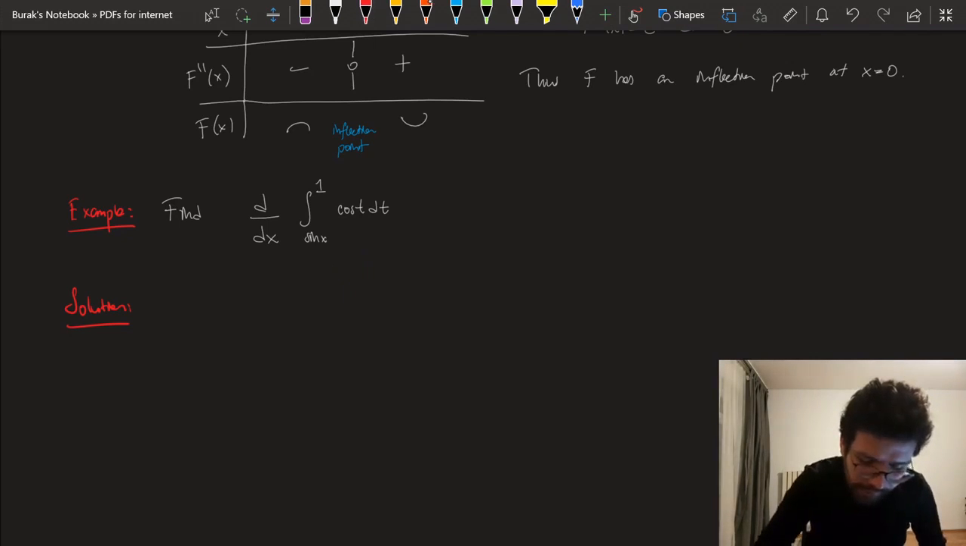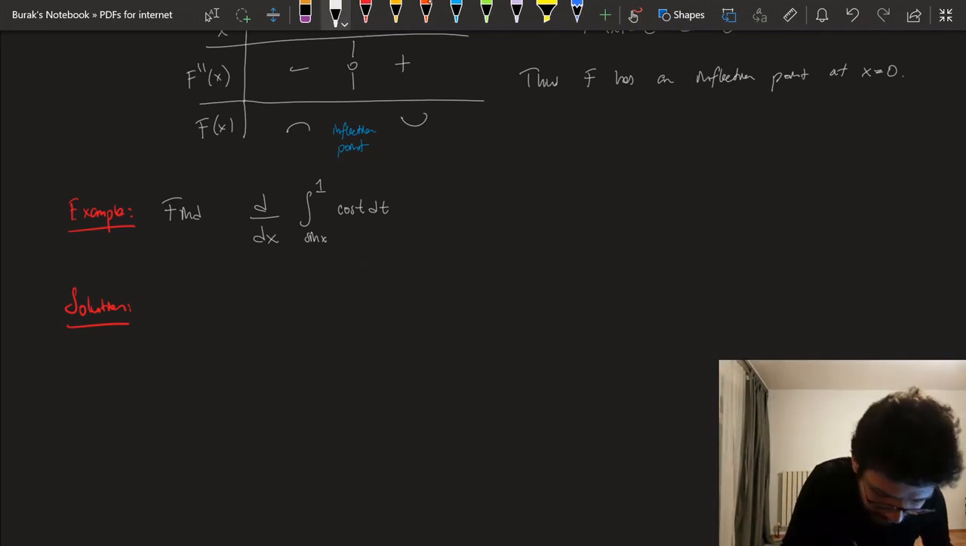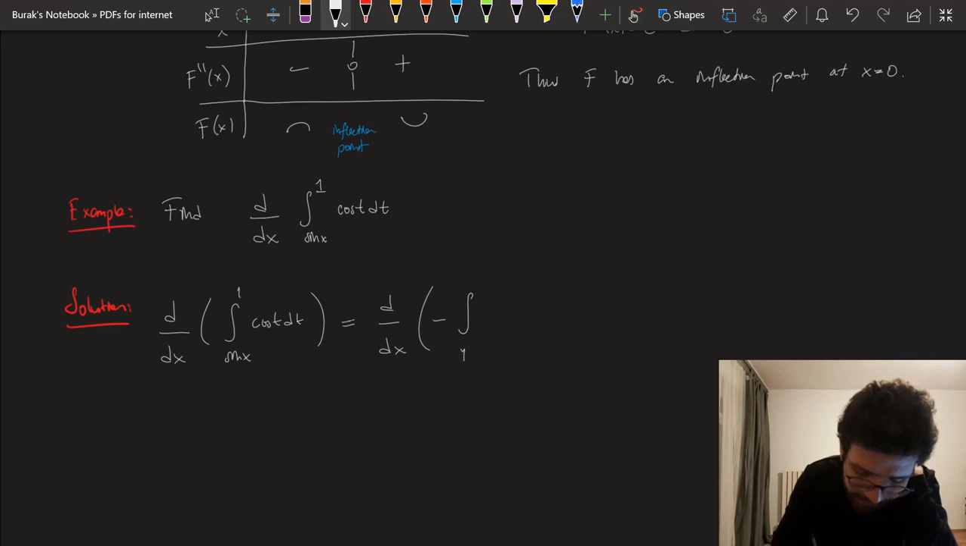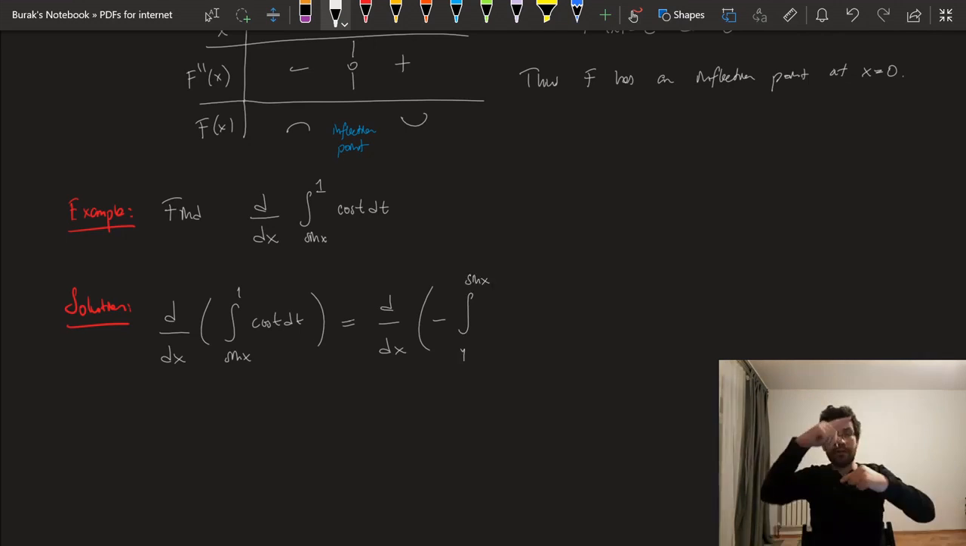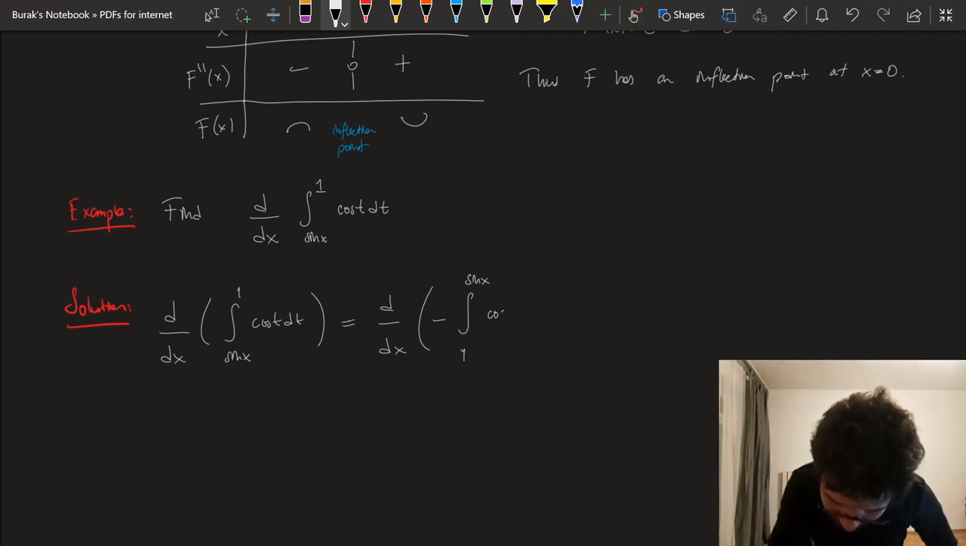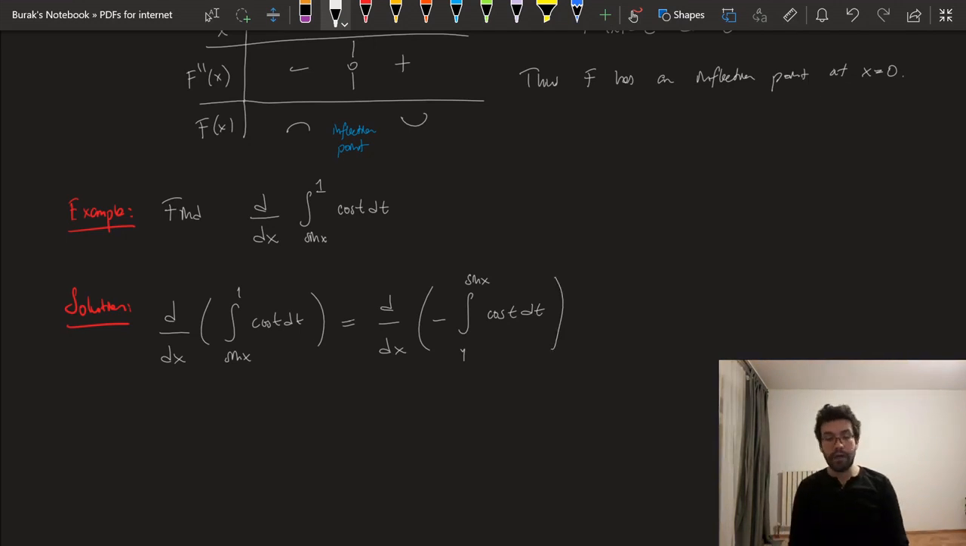So what am I going to do? I'm just going to call this function a. What I'm going to do is first flip these bounds by putting a minus sign. I know that by properties of the definite integral, I can just interchange these upper and lower bounds if I put a minus sign in front. So I have that.